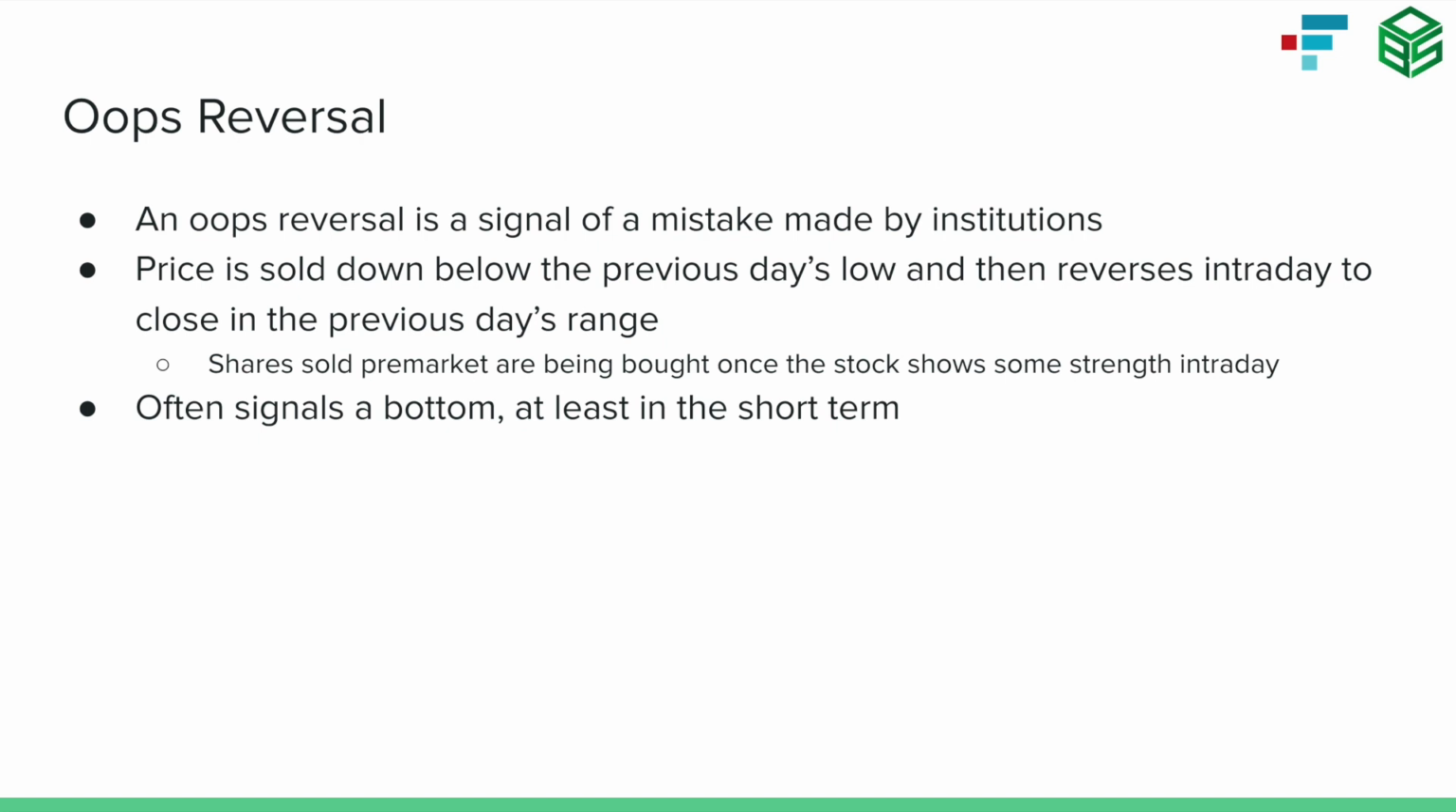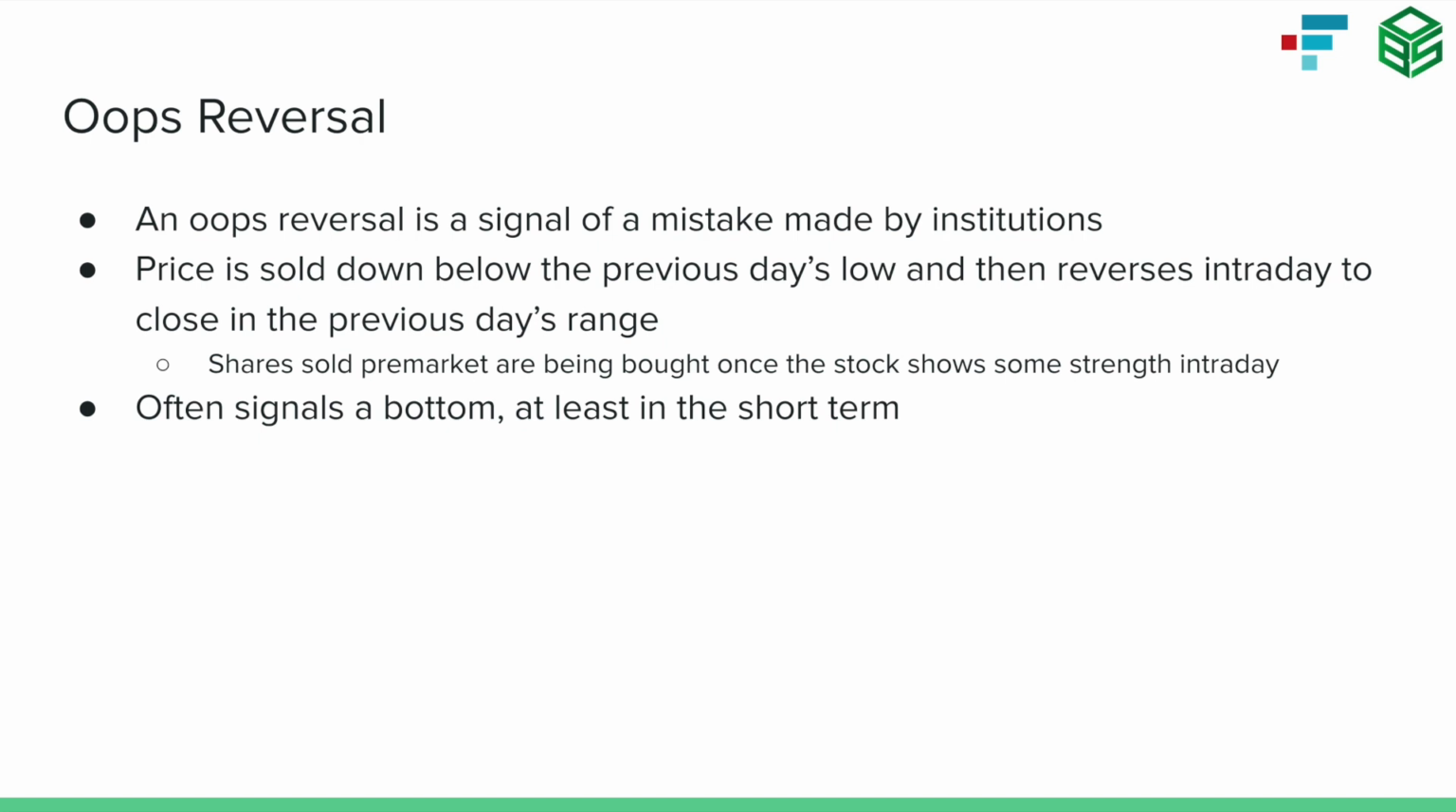So essentially what happens is you see price selling down in pre-market below the previous day's low. So you see a gap down to open up the market. And then it reverses intraday to close inside the previous day's range. And that might be a little confusing, so I'm going to show you an example next, and that will help to clarify things.